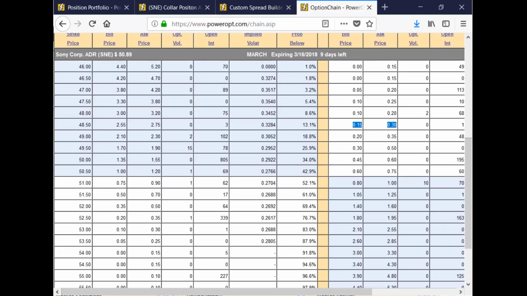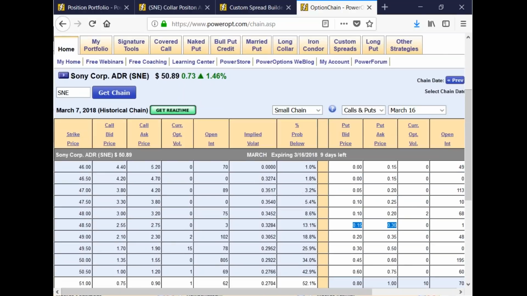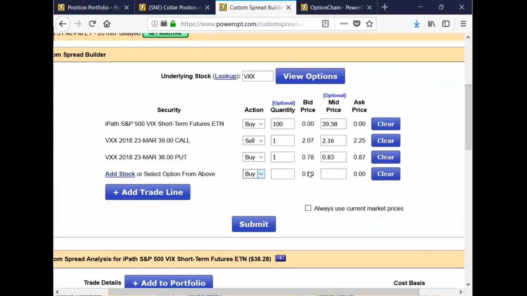Let me go 48.50. Okay, I'm sorry. Let me go 48.50 there. We'll go 25 cents, 20 cents on it. Okay, now stock, remember, was at 50.89.